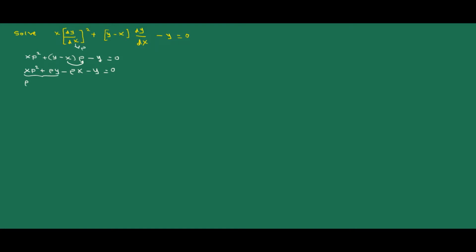From the first two terms, if you take p common, we are left with xp plus y. And from the last two terms, if you take minus 1 common, we are left with xp plus y. So (xp plus y) into one more factor, (p minus 1), is equal to 0. That implies xp plus y is equal to 0, or p minus 1 is equal to 0.